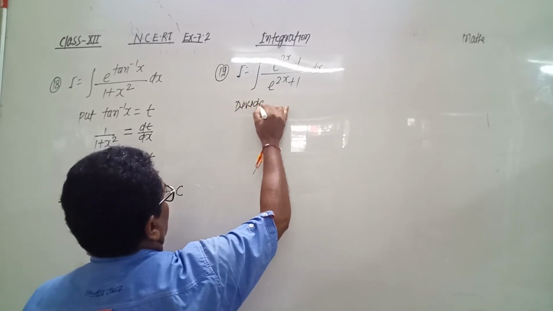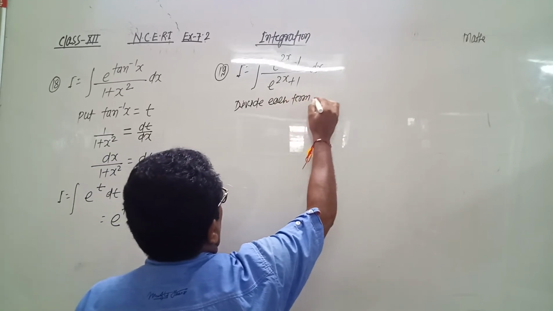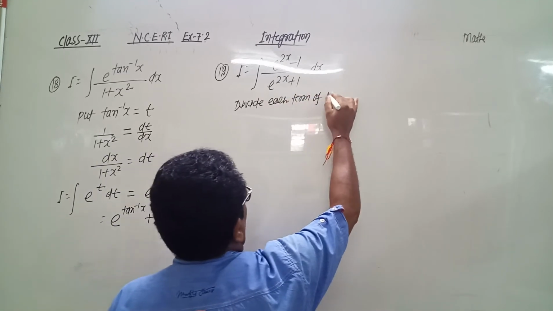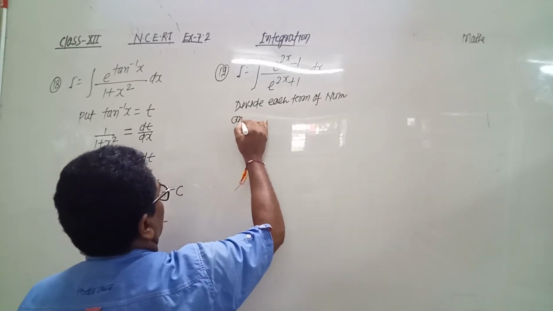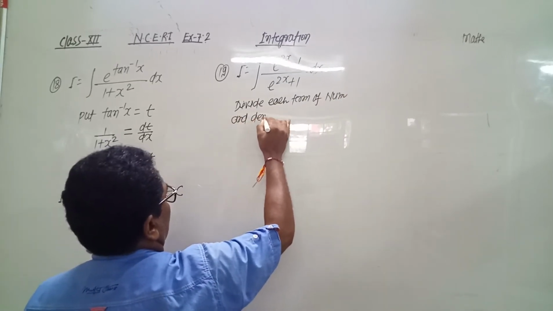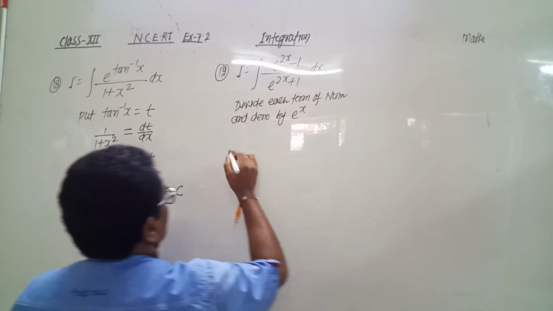Divide each term of numerator and denominator by e raised to the power x.